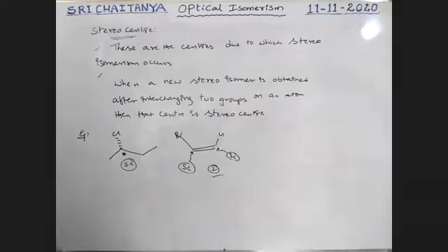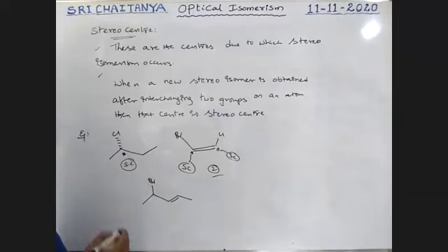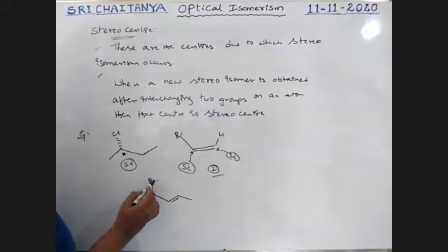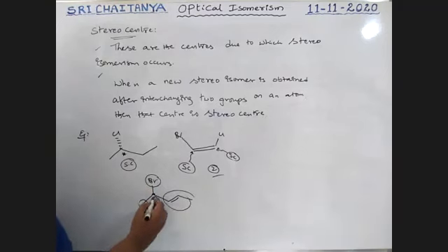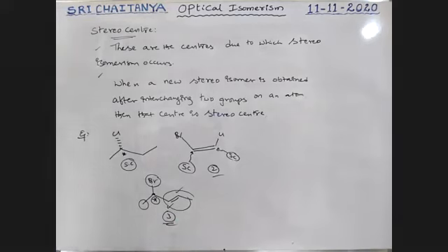Next, let us observe this example. How many stereocenters are there? See, boys, this is the carbon bonded with bromine, methyl group, bromine, and one more is hydrogen. So it has a chiral center. It is chiral, it is a stereocenter. A total of three stereocenters are possible.